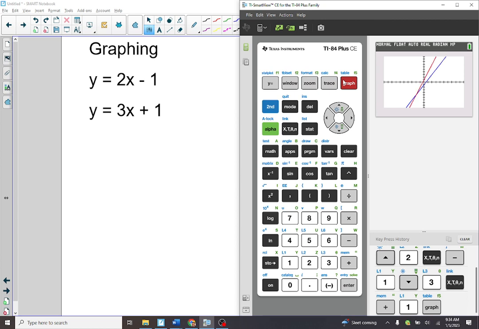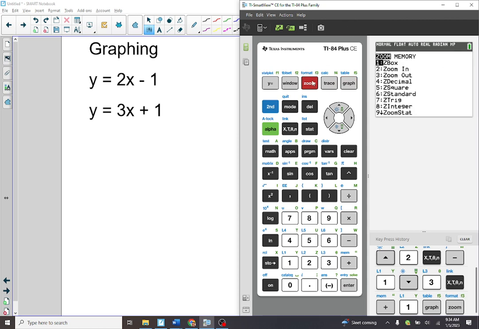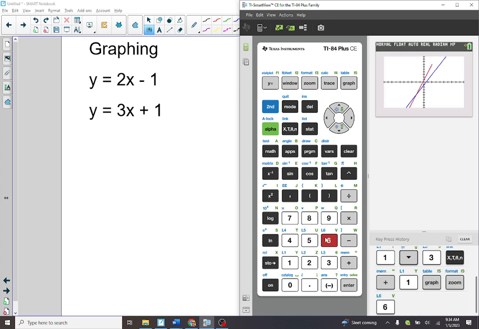And you can see these lines crisscross. If your graph does not crisscross, if you ever have a problem with your zoom, I will always say click zoom, and option 6 is standard. It'll just make it a 10 by 10, which means it usually will be normal. And then doing second trace. So now we're going to use the calculator, which is cool.